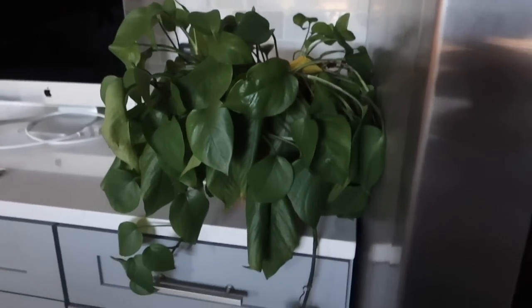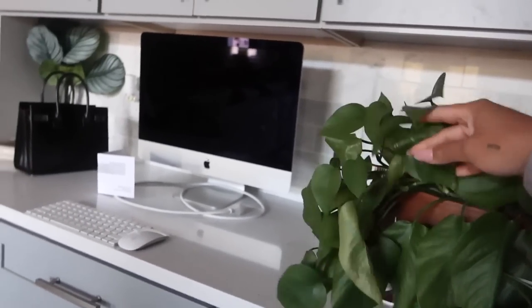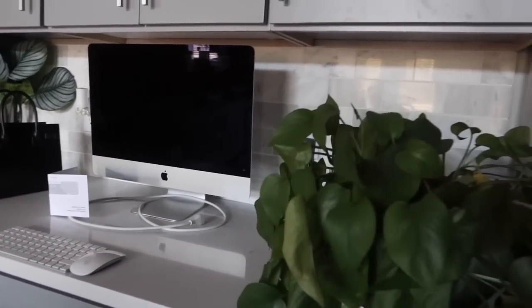Tell you, golden pothos plants are so dramatic. This joint was so droopy. I put some water in it yesterday and it is so perky already. I wish I would have showed y'all the before and after.